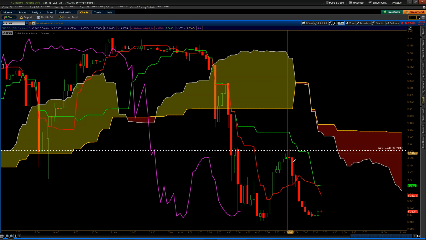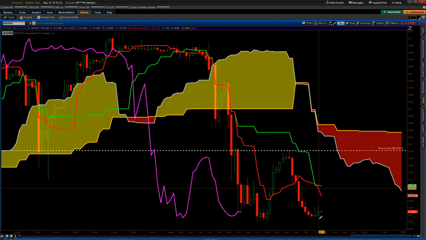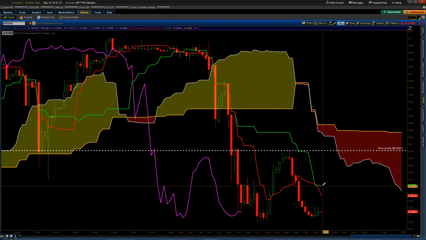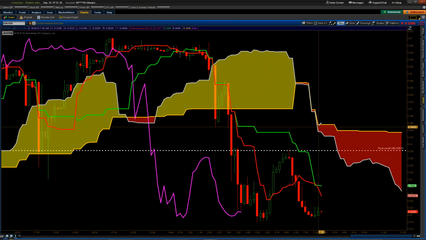So in this example here, the resistance for the 10-minute is the red line here, the green line here, or the yellow line up here.